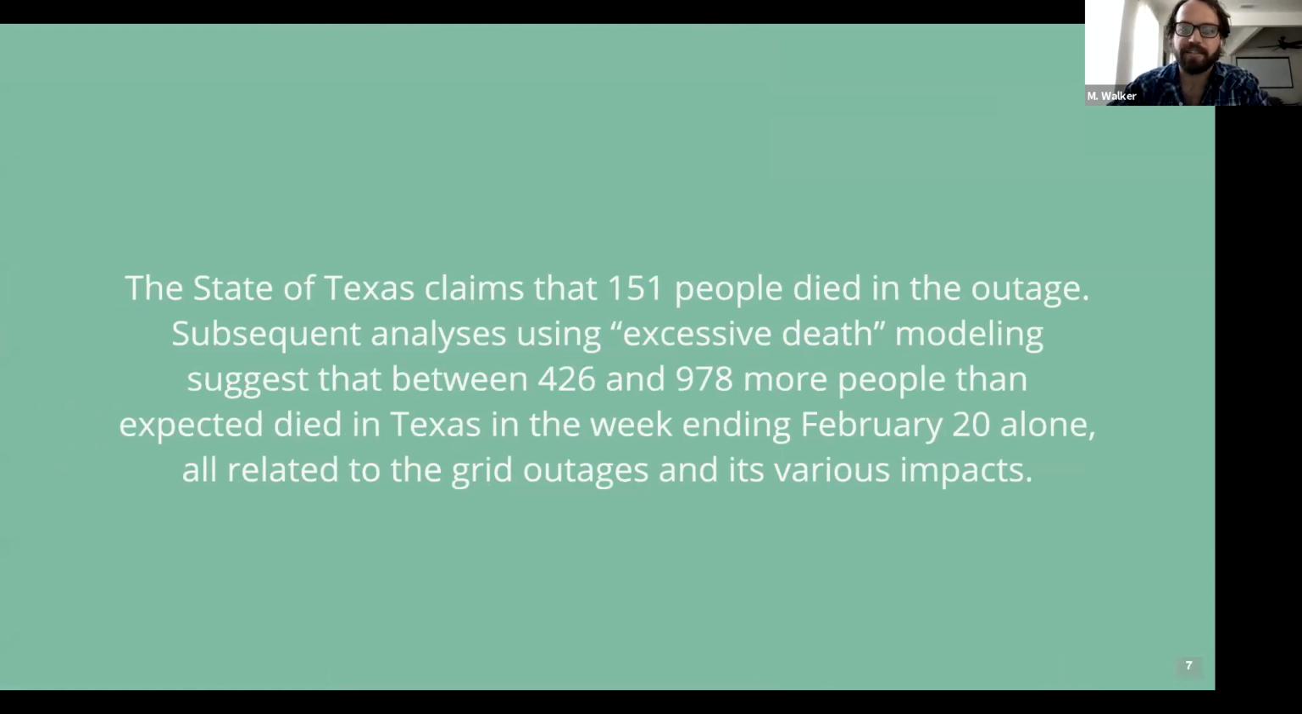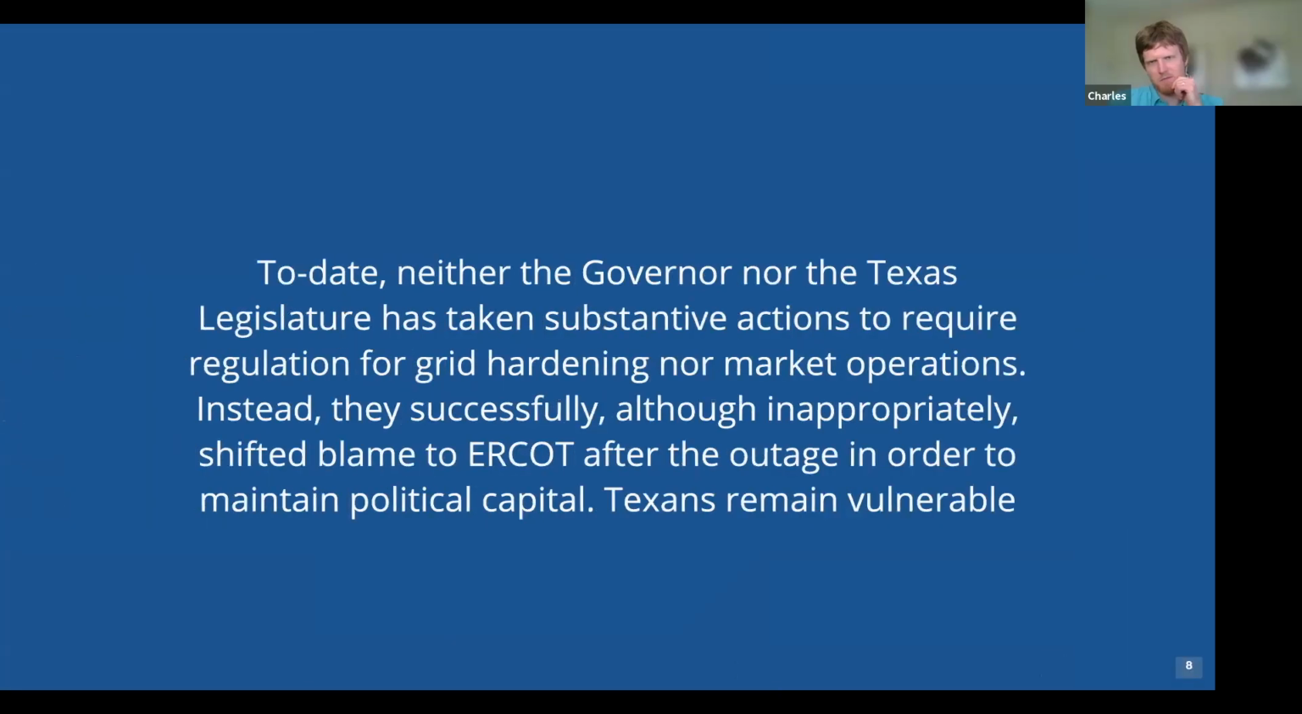The state has claimed 151 people died as a result of that outage, but there have been some subsequent analyses using statistical excess death modeling, which suggests somewhere between 426 to 978. So, an average of 700 people likely died as a result of the storm in February, which is a tremendous loss to the state. I believe that is the highest mortality from a natural disaster since, I can't remember the name of the hurricane, but the hurricane that hit Galveston.